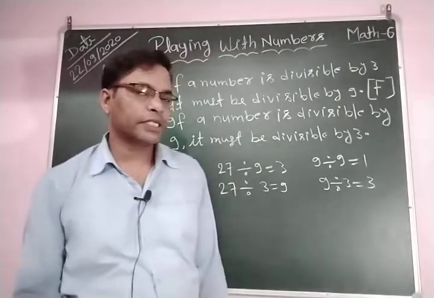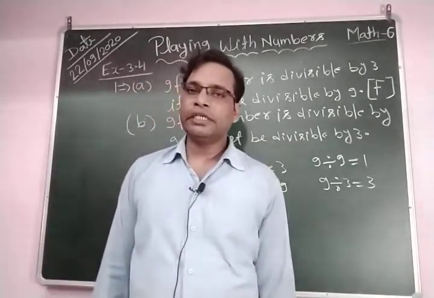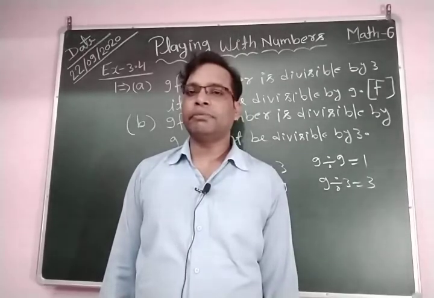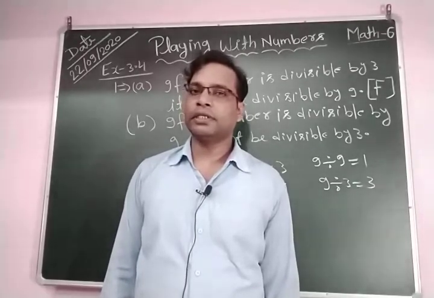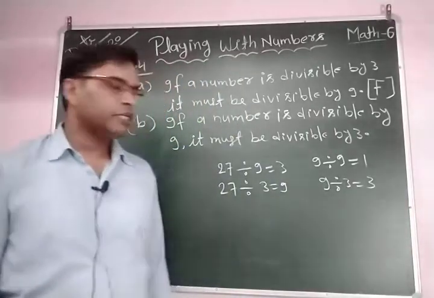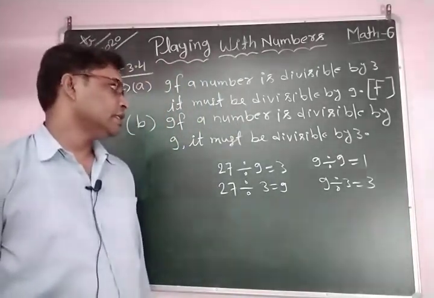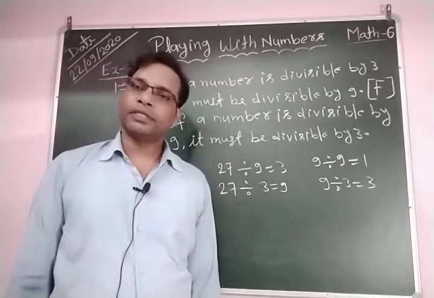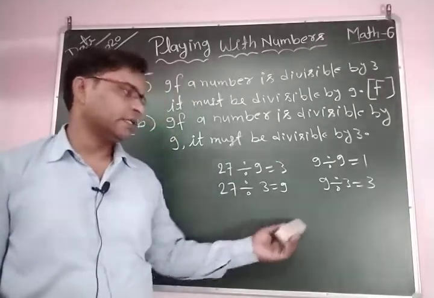And the divisibility test of 3 is that a number is divisible by 3 if the sum of digits of the number is also divisible by 3. So in this case, a number divisible by 9 must be divisible by 3 because 9 is a multiple of 3, and you can see these examples.